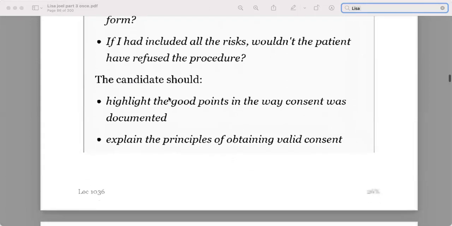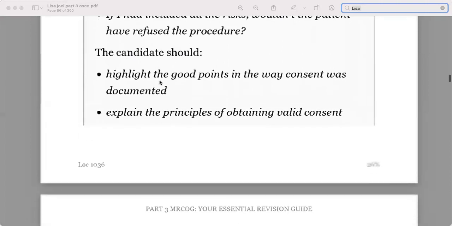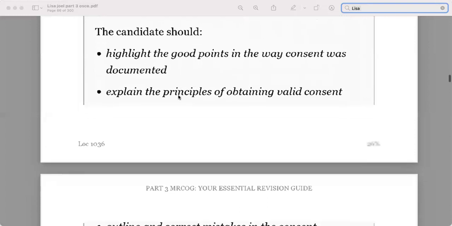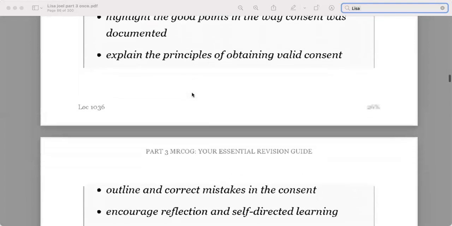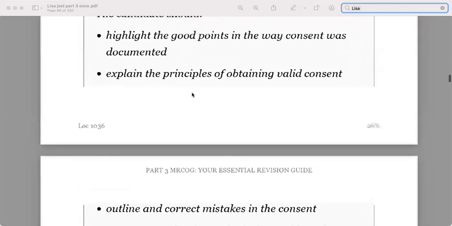So here, my friend, let's see what the candidate should do. Highlight the good points in the way consent was documented. Explain the principles of obtaining valid consent. For this part, my dear, you have covered point number 1.